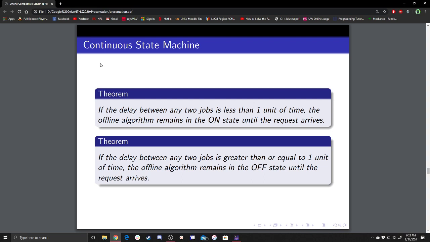If the request comes after time 1, then it will immediately power off and then just power up when the request arrives, because the offline algorithm knows exactly when the request will come, so it can easily determine whether to stay on until the request arrives or to power off immediately and then power up once the request comes. So if the request comes after 1 unit of time, it'll power off immediately, and since it's the offline case here, it knows when the request will arrive, so it can easily schedule itself like that.